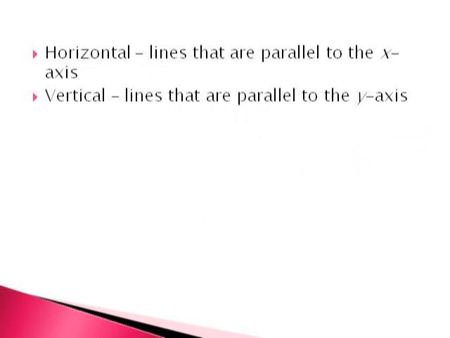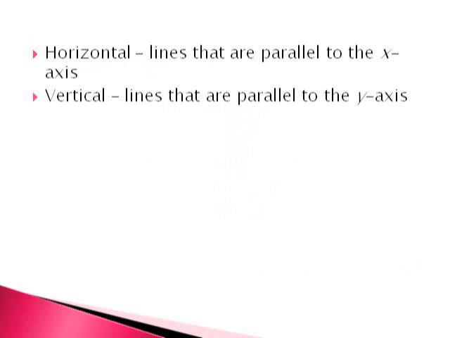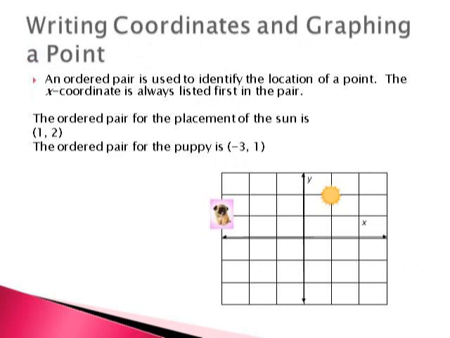The lines that are horizontal are the ones that are parallel. So if we go back to our coordinate plane, this is the x-axis, and all the lines that are parallel to it are the horizontal lines. So even down here, that's horizontal, that's horizontal, that's horizontal. And then all the lines that are parallel to the y-axis are the vertical ones. Okay, that's easy enough.